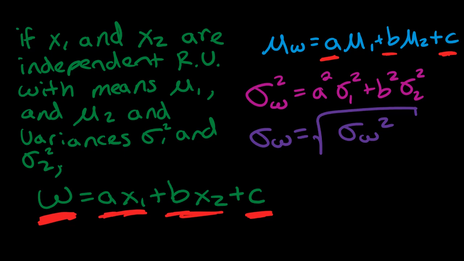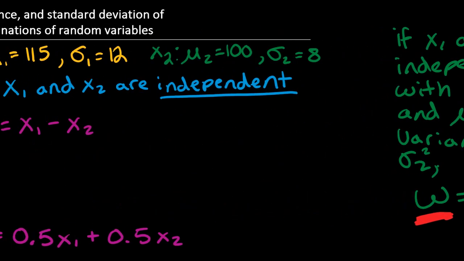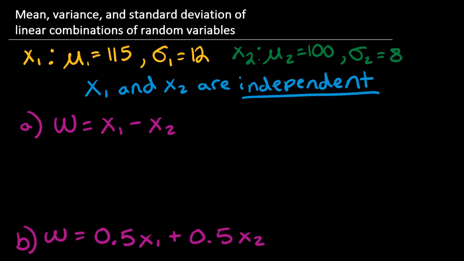Then lastly, how do we find the standard deviation? You just basically take the square root of whatever the variance was. All right, so let's go to our example and let's talk about how we put that to use. All right, so first starting with mu w. Actually, before I even get to that, let's identify what a and b are in this linear combination.